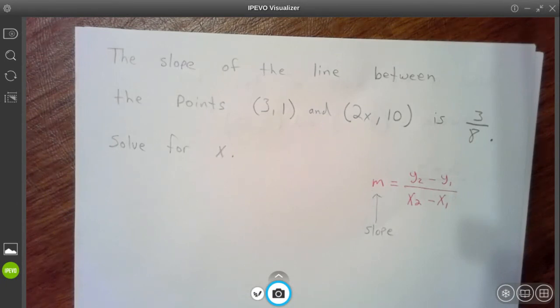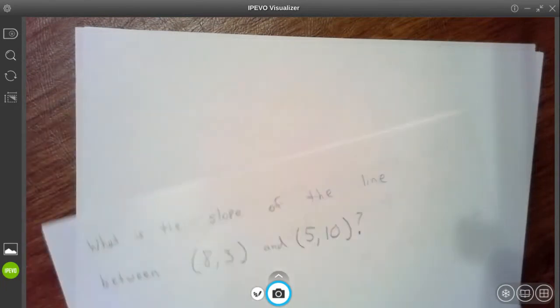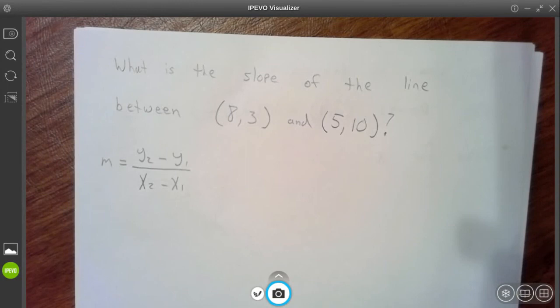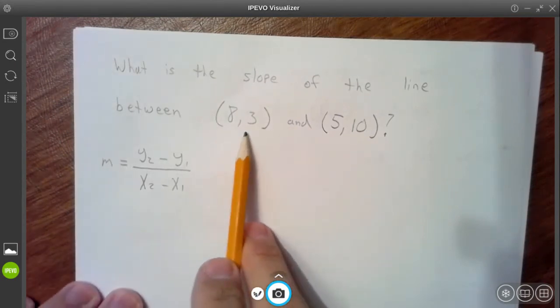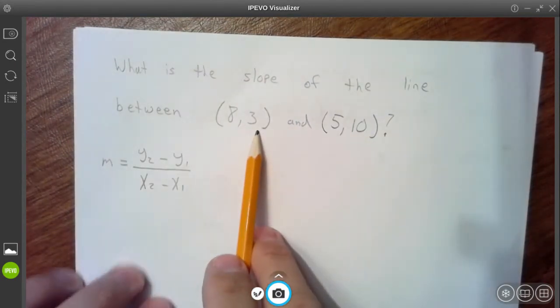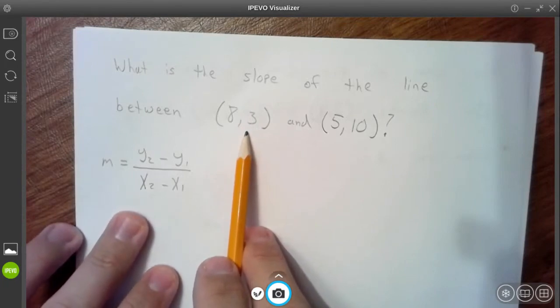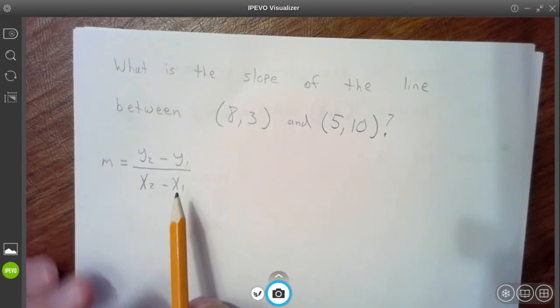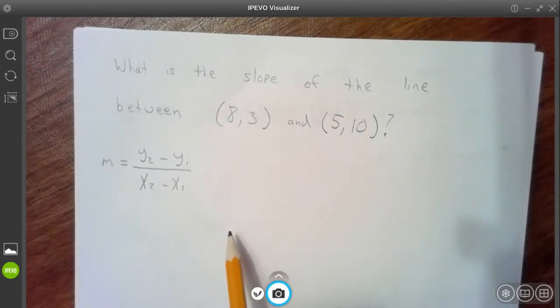But before I do that, I just want to go through a quick example to remind you how to use the slope formula, in case you don't remember. So in this one, I've got 2 points, and we're going to throw these points into this slope formula. This will be how you calculate the slope of a line between 2 points.